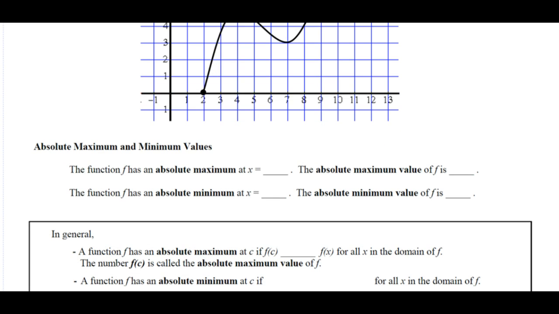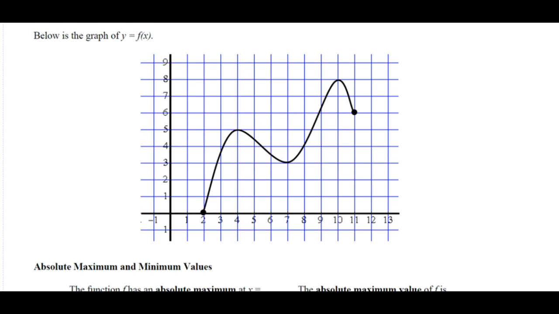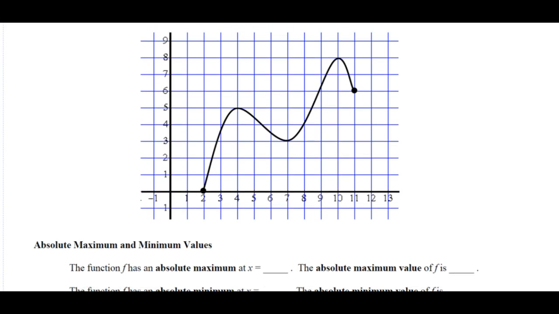So absolute maximum and minimum values. The function f has an absolute maximum. In other words, it goes no higher ever. Sometimes they use the word global, absolute or global. So it goes no higher when x is equal to what? When x is equal to 10, and the absolute maximum value of f is 8. So that's on that interval. That is the absolute maximum. You never get any higher than that.